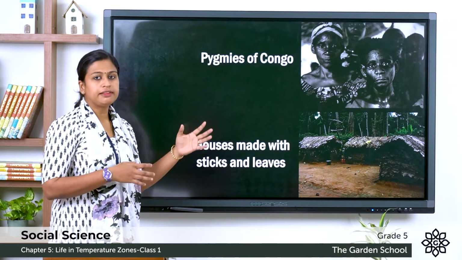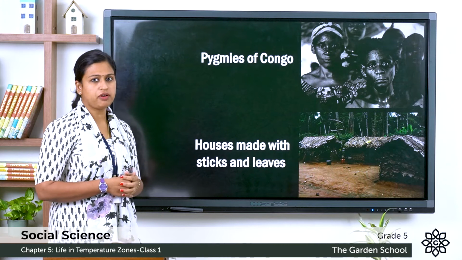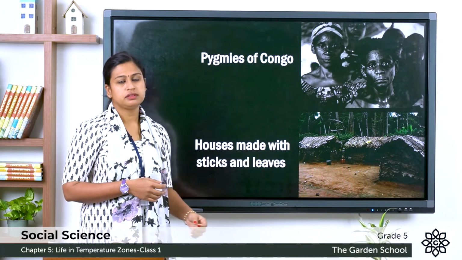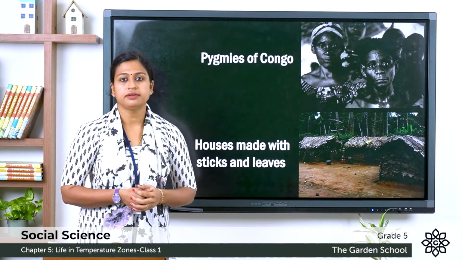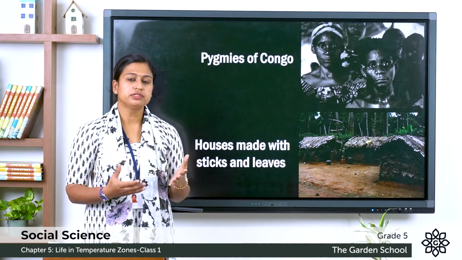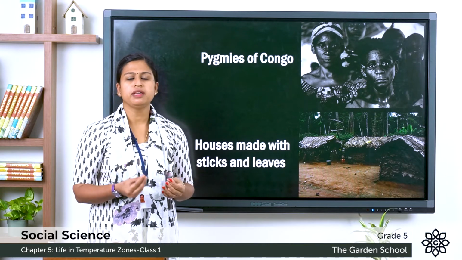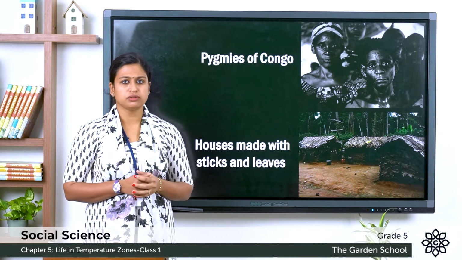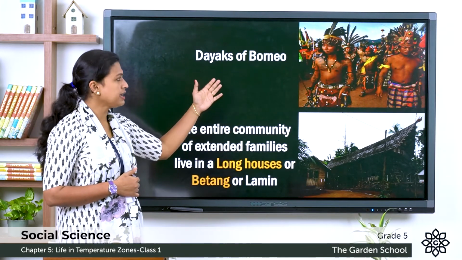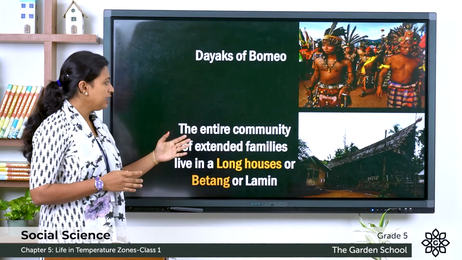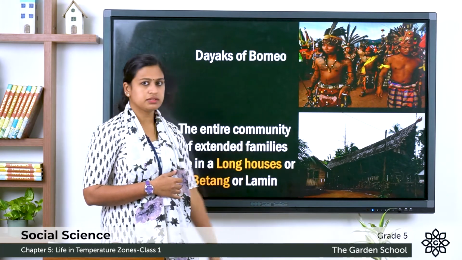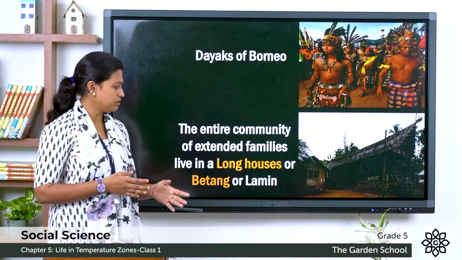Pygmies of Congo are the tribal people living in equatorial forest. Usually, their houses are made with sticks and leaves. They are hunters and gatherers. That is, they hunt wild animals for food and gather fruits, firewood and materials to make tools, clothes, shelters and so on. Next tribal people are the Dayaks of Borneo. Usually, they live in communities of extended families in long houses, and these long houses are also known as betang.